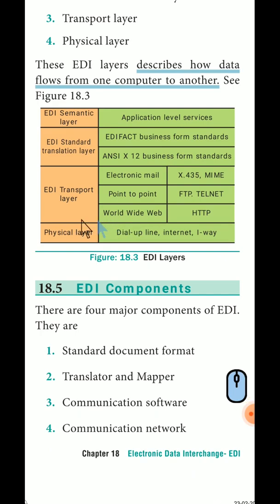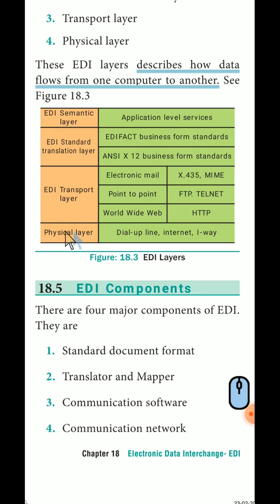And the next one is the EDI transport layer. Here we look at what kind of EDI modes we are going to follow for transferring the documents. Electronic mail is there, point to point, world wide web, and X.435, MIME, FTP protocols or telnet, HTTP. So according to the mode, as we have already seen, this EDI can be translated.